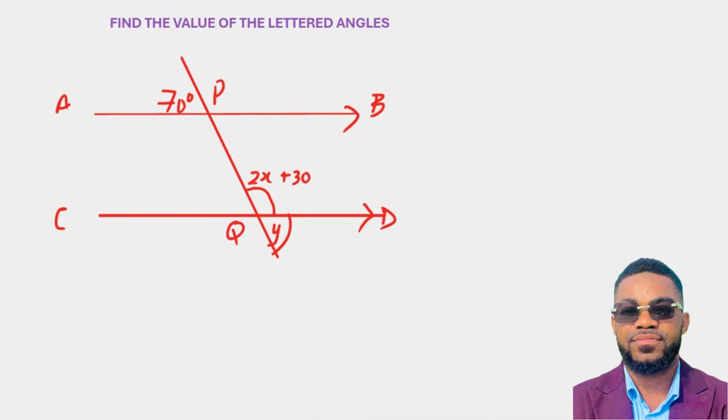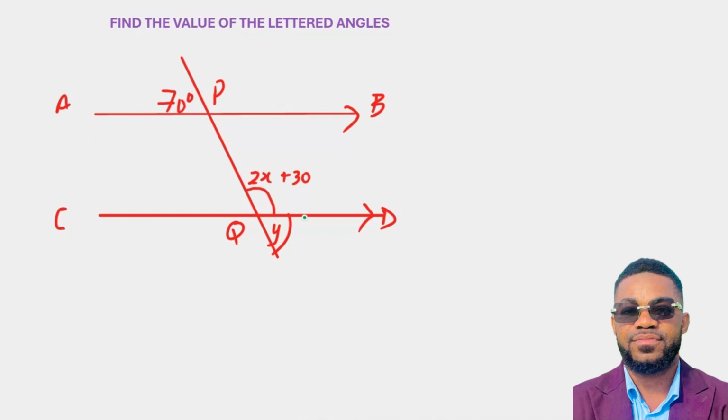Now let's begin. We need to find the value of the lettered angles here, and as you can see, the lettered angles are x and y. The letters you see here, A, P, B, C, Q, and D, are not the angles we're talking about. They are just the vertices of the lines. So the lettered angles are x and y.